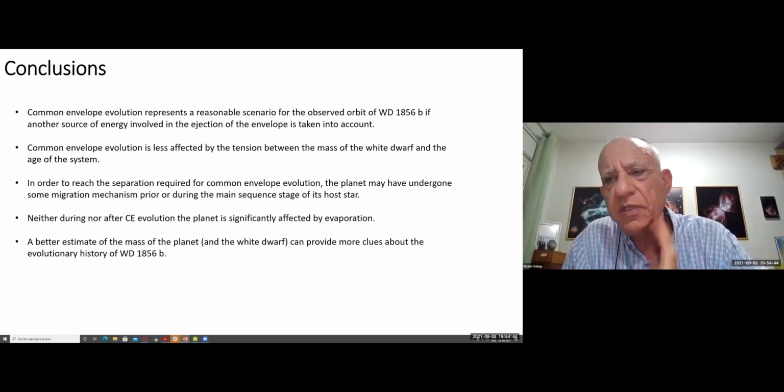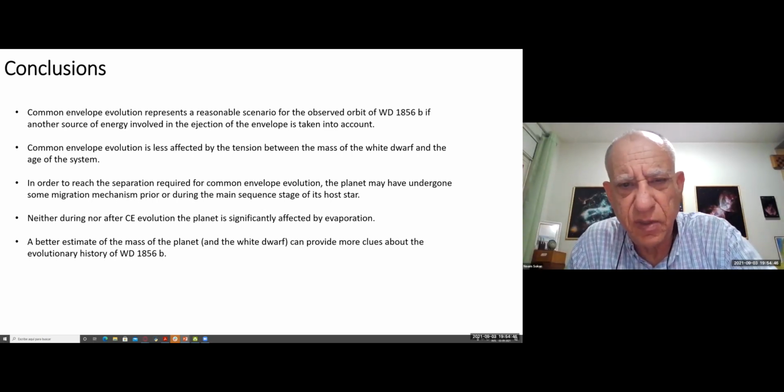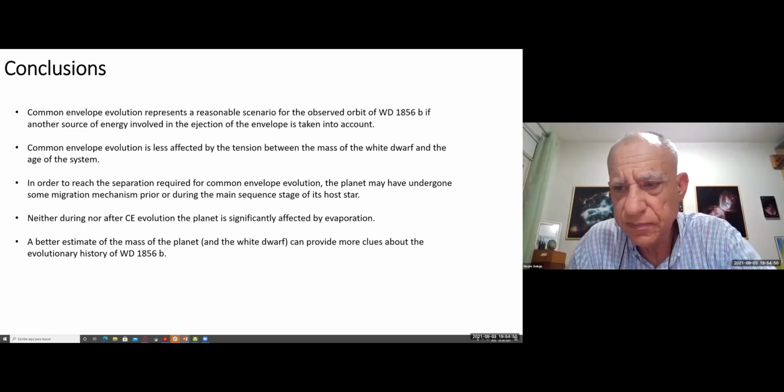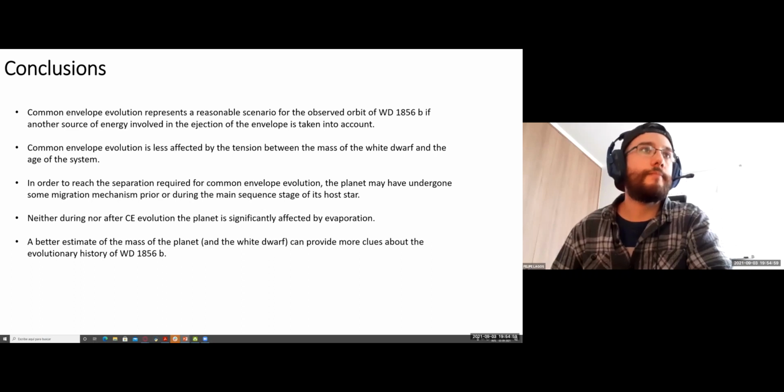So you need the star to be on the AGB, because you need low binding energy of the envelope. Am I right? Exactly. Yes. And you can also get the right mass of the white dwarf. Okay. Yes.